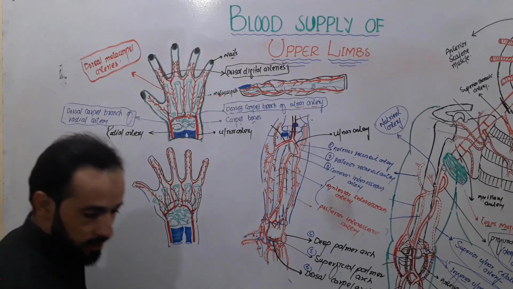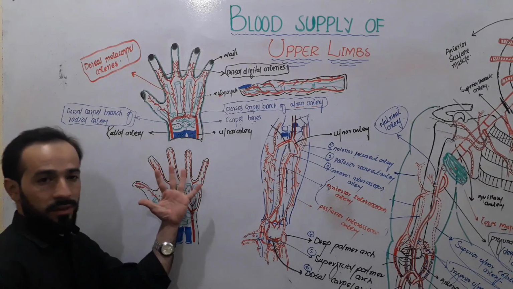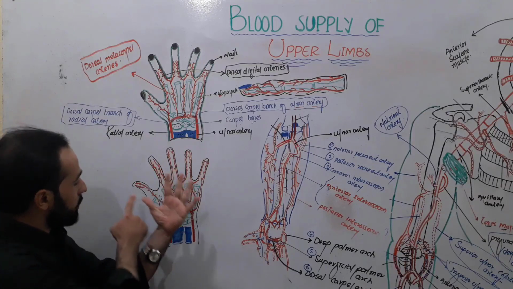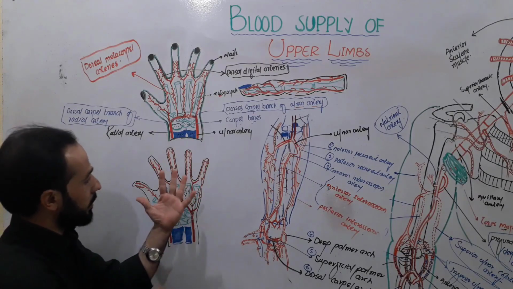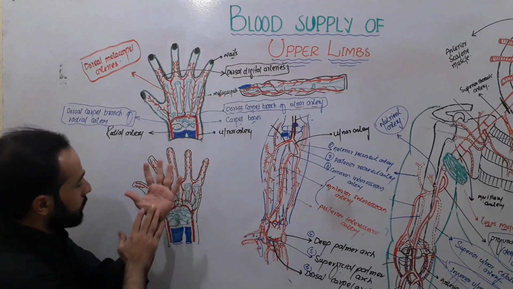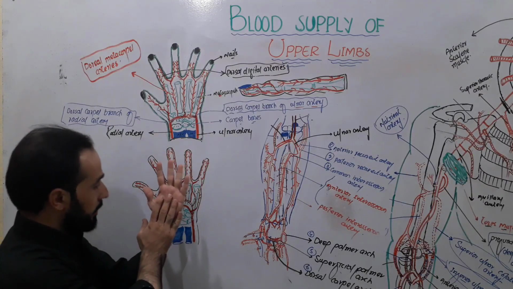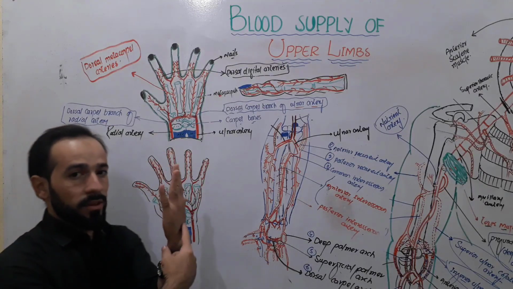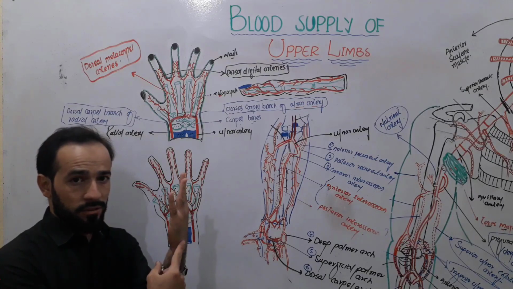Okay, so this is the palmar surface of the hand. This is the left hand, right? As you can see, this is the thumb and this is the digit minimi, right? So this is the palmar surface of the hand. As in the dorsum of the hand there was the dorsal carpal arch.